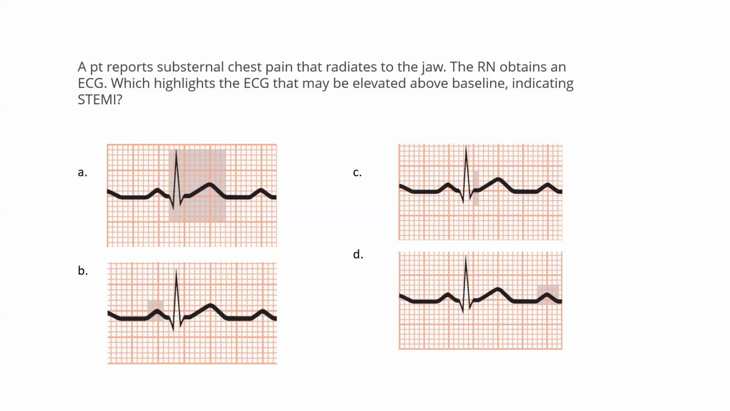I think I was going off of the isometric line. Isoelectric line, yeah. Okay, so that's where the ST segment is, the connection between the S wave and the T wave, or the QRS complex and the T wave. Okay? All right. So let's move on.